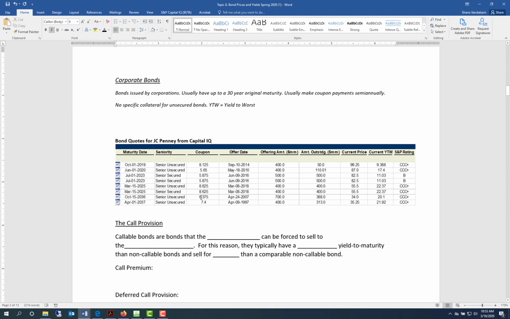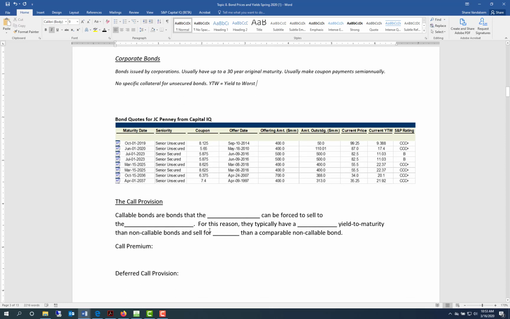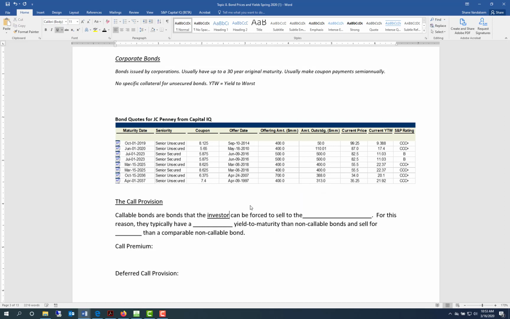been doing too well. The next one we're going to talk about is the call provision for a bond. And callable bonds are bonds that the investor can be forced to sell to the issuer. And what happens here is, let's say that the issuer decides that they want to mature the bonds early or repurchase the bonds early before the maturity date. They can go to the investor, and for a predetermined price, they can tell the investor that they have to sell the bond back to them.